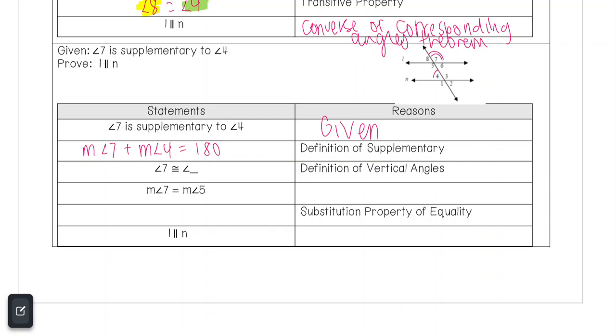Then looking at my picture up here, I can see that angle 7 is congruent to something based on the vertical angles theorem or definition. So 7 is a vertical angle with 5. So I'm going to state that those are congruent based on the definition of vertical angles. And then switching from congruence to equals, we're using our definition of congruence to make that jump. And then I can see that we're being asked to use the substitution property.